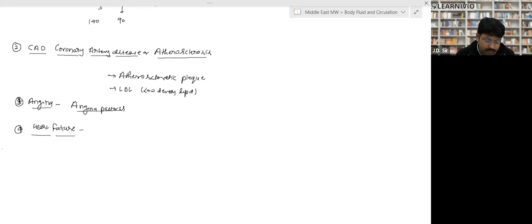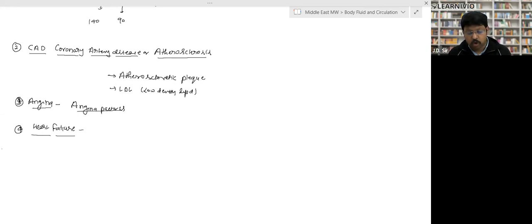Next point. In heart attack, the heart muscles suddenly get damaged due to inadequate supply. Due to inadequate supply.